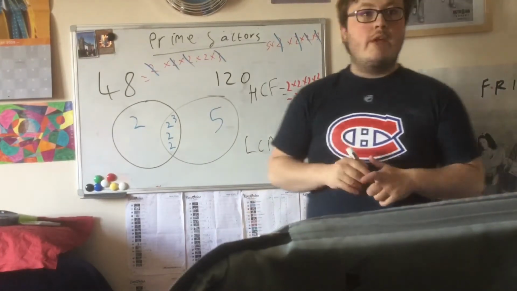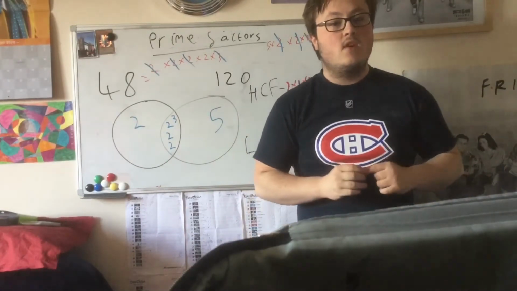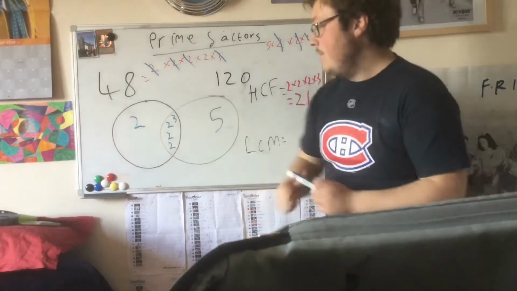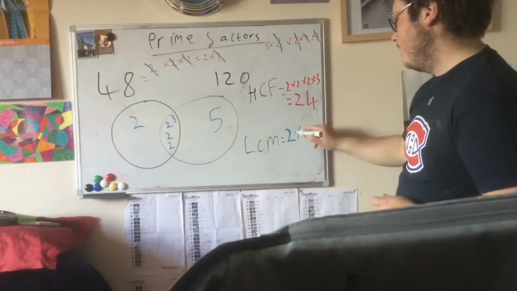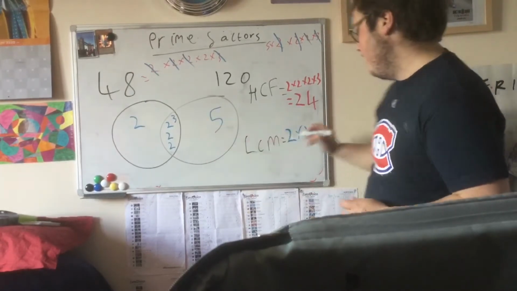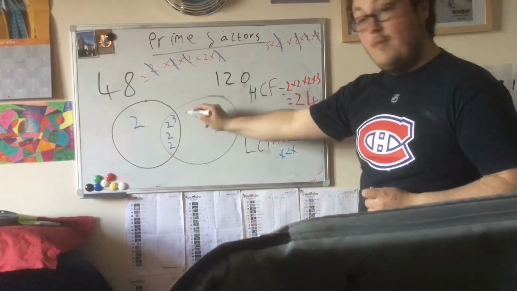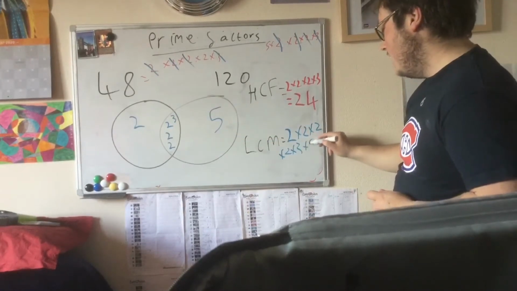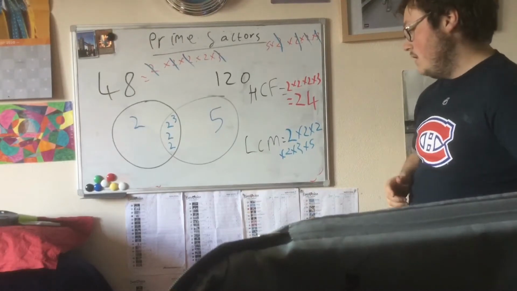And what you have to do is multiply every number in this Venn diagram. So let's do it. So we have a 2 here, and we're multiplying it by a 2 there, a 2 there, a 2 there, a 3 there, and a 5 there.